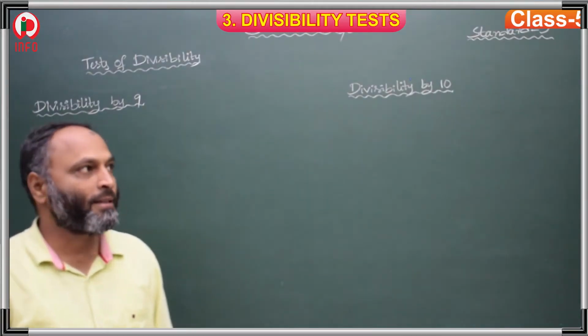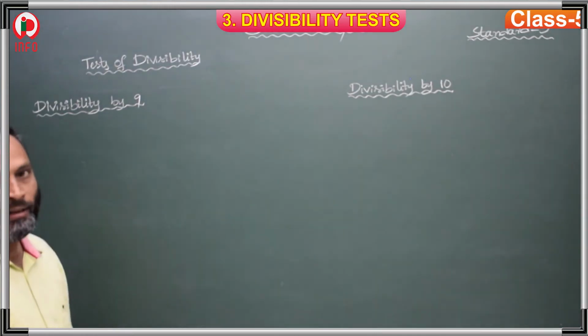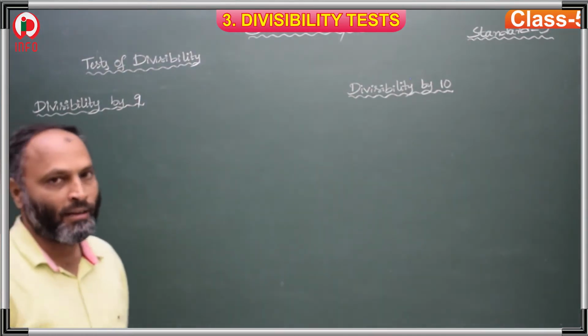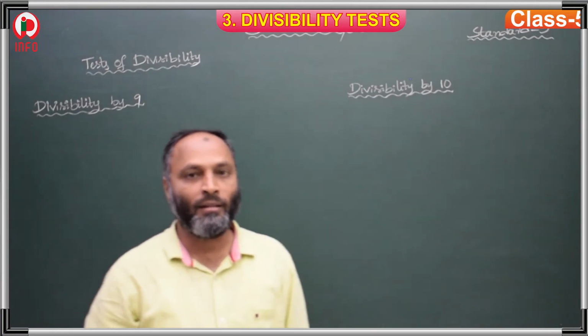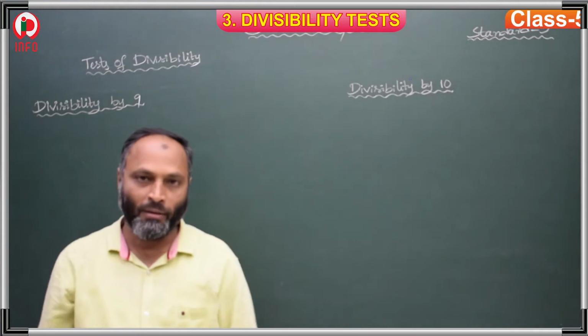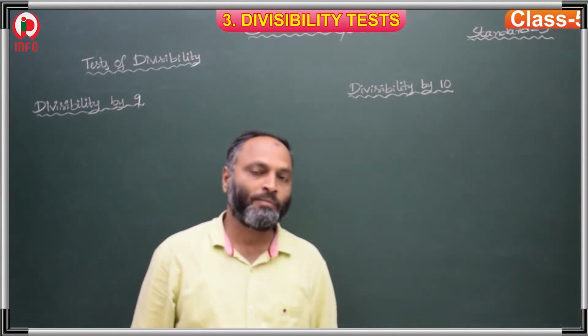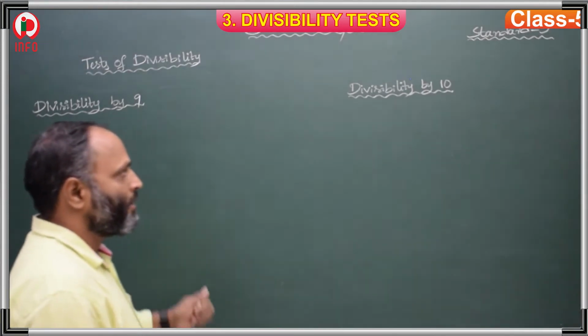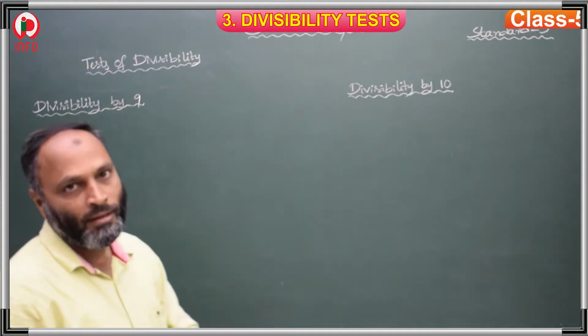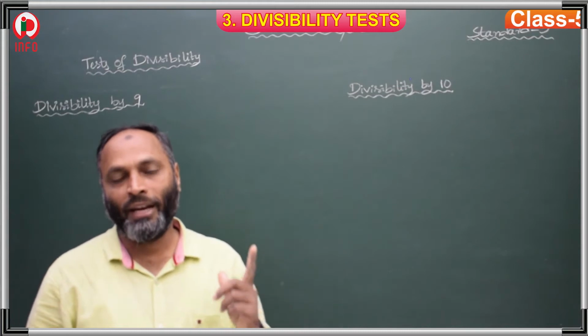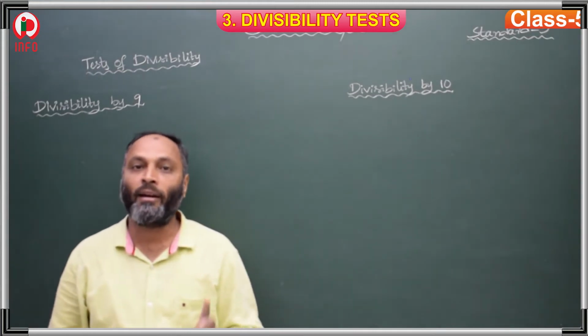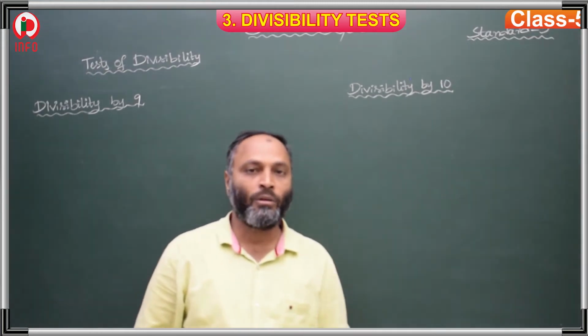Students, now we are going to discuss divisibility by 9 and divisibility by 10. How do we check if a given number is divisible by 9 or not? Just like in the 3 table, where we added all the digits, in the same way in the 9 table also we should add all the digits.